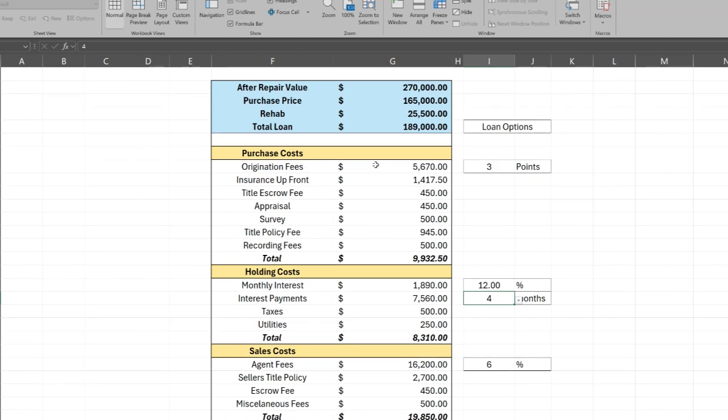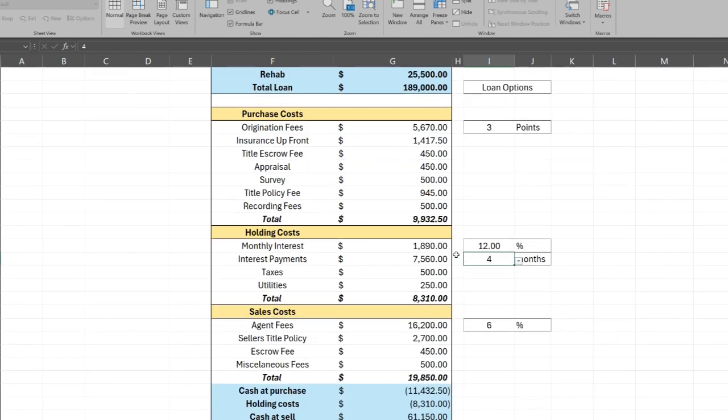You have your purchase cost on this first one, so it's your points, your insurance you had to add to closing. You had an appraisal, survey, everything that can go in purchase costs. Now, if you don't have any of these or they change, you can just go in there and supplement them out. Then my holding cost, obviously the big one is the monthly interest payments, and we're at 4 months.